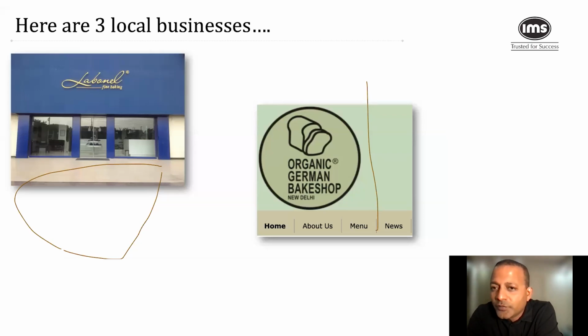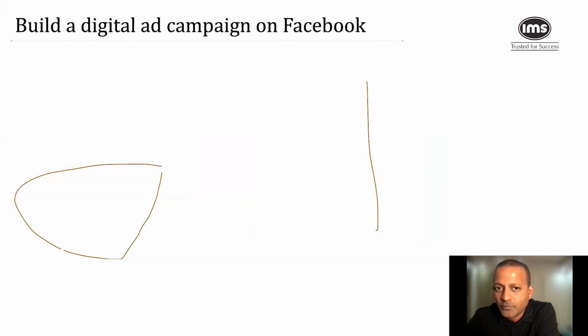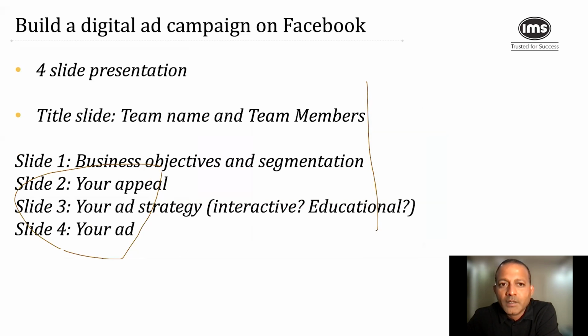You can choose one of these businesses. Imagine that you are the digital marketer for one of these businesses. So first step, pick one business. And then go through the 5 steps of creating a good digital campaign, right? 1 is obviously step 1.